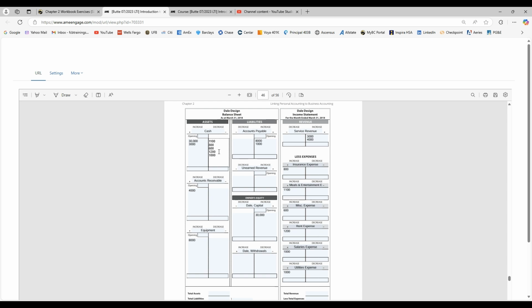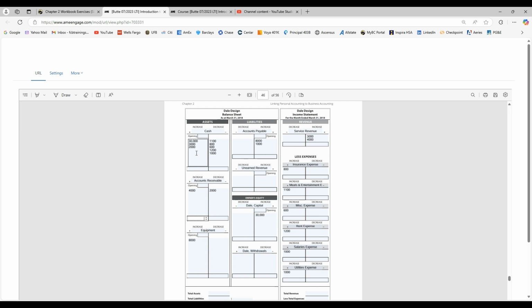Collected 50% of the balance owing from clients for services performed earlier this month. So in this one, we're going to look at how much AR we had, 4,000. So if we collected half of that, then we have a $2,000 increase in cash, and we're going to reduce our AR by 2,000 so that the remaining balance, the other half, 2,000, is still waiting to be collected, but we did get the half of it paid. And this is us receiving that.